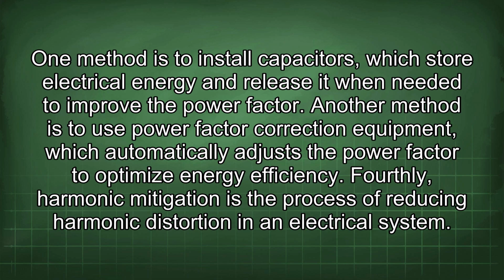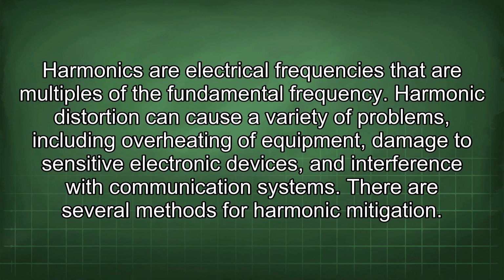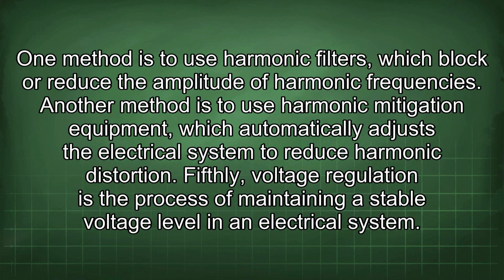Fourthly, harmonic mitigation is the process of reducing harmonic distortion in an electrical system. Harmonics are electrical frequencies that are multiples of the fundamental frequency. Harmonic distortion can cause a variety of problems, including overheating of equipment, damage to sensitive electronic devices, and interference with communication systems. There are several methods for harmonic mitigation. One method is to use harmonic filters, which block or reduce the amplitude of harmonic frequencies. Another method is to use harmonic mitigation equipment, which automatically adjusts the electrical system to reduce harmonic distortion.